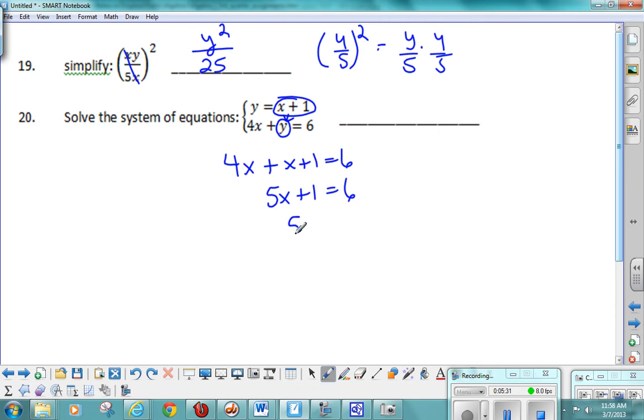Subtract 1 on each side. 6 minus 1 is 5. Divide each side by 5. 5 divided by 5 is 1. So now I know my answer is 1 comma something.